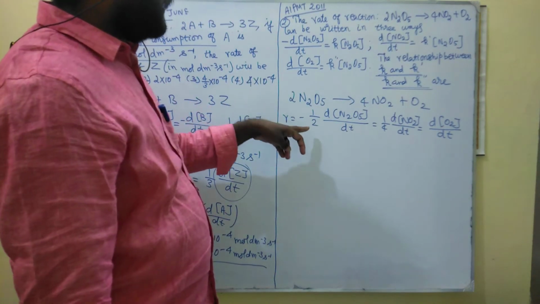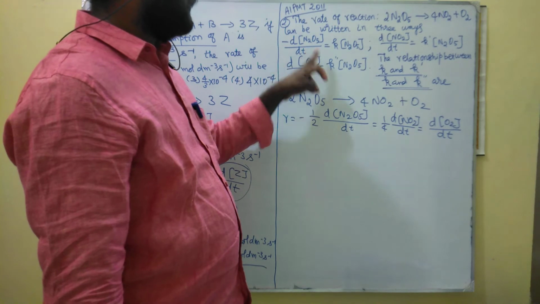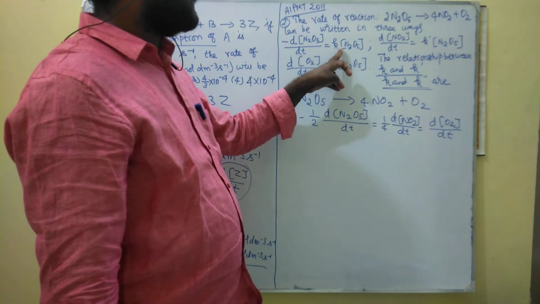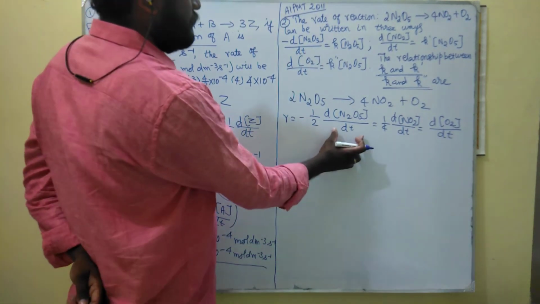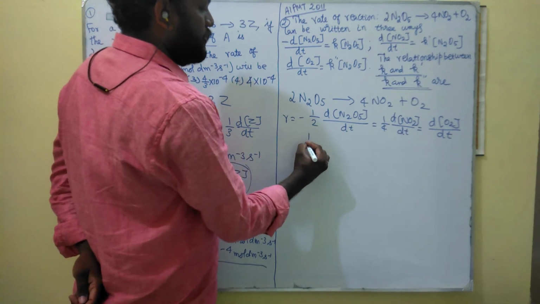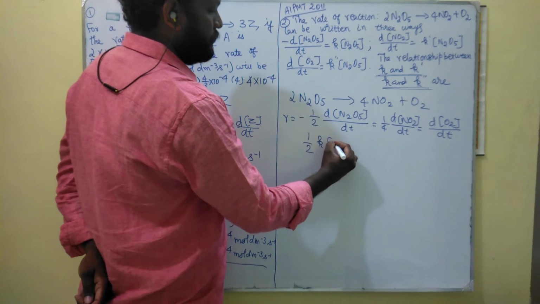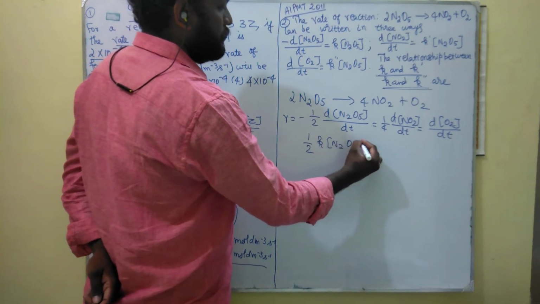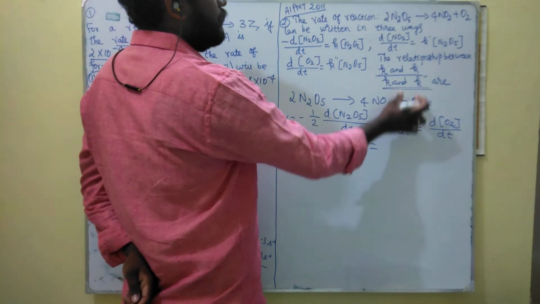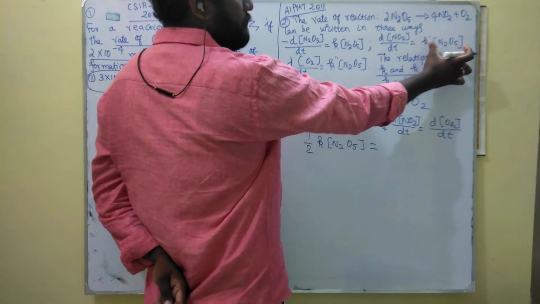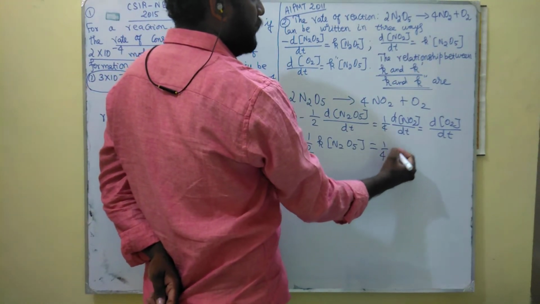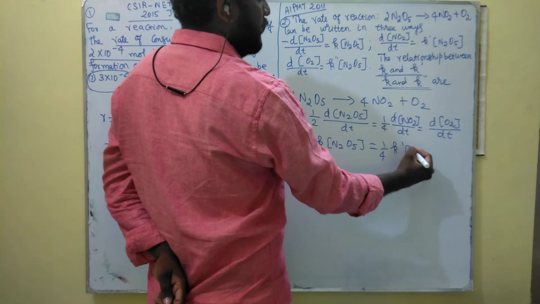Consider minus dN2O5 by dt, the value is given, that is K N2O5. The value of that is nothing but 1 by 2 K N2O5. The value of dNO2 by dt is given as K prime N2O5. So 1 by 4 K prime N2O5.